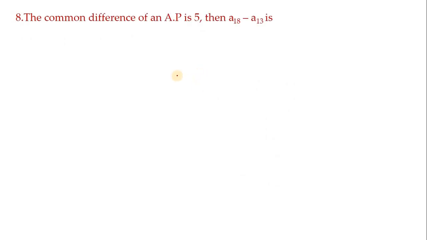The common difference of an AP is 5. Means D is given, children. We have to find A18 minus A13. Options are 40, 25, 5 and 10. See, understand properly. The D value is given and we are going to find this value.